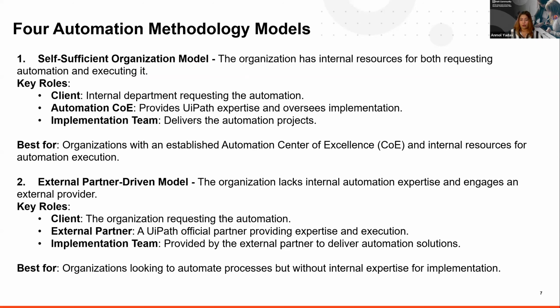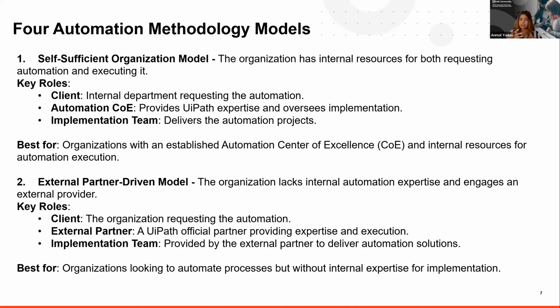Now, these are the 4 models that we talked about in the previous slide. The first model that you see is the self-sufficient organization model. In this scenario, inside the same enterprise or organization, there is a department that is taking the role of the client, and there is another department from which I am going to seek an automation service.